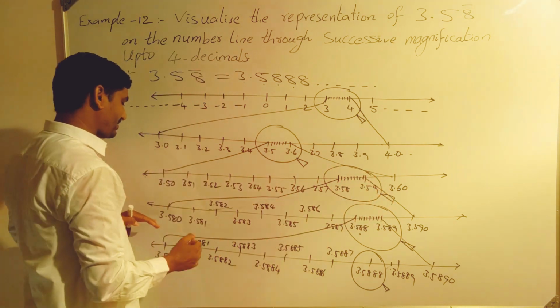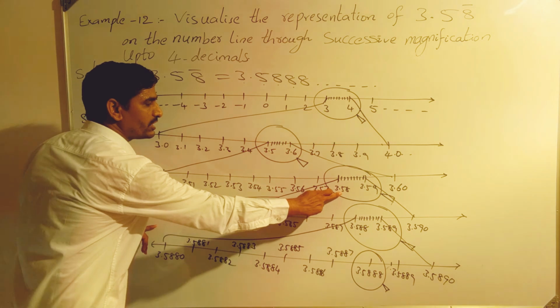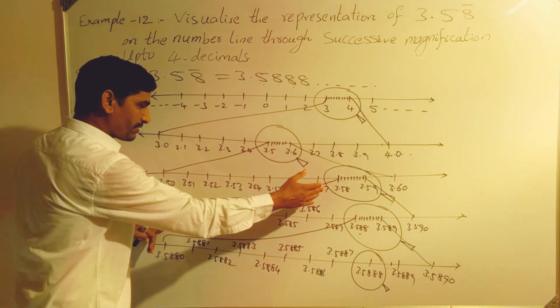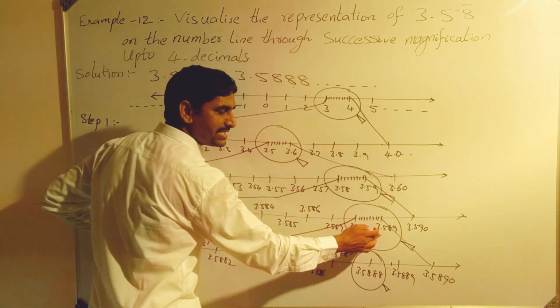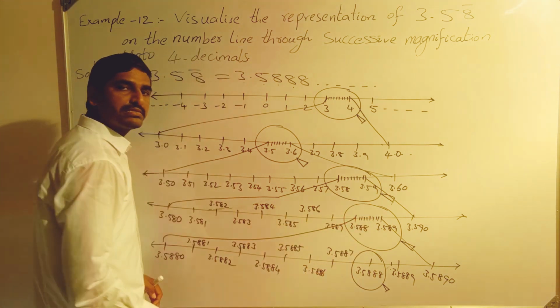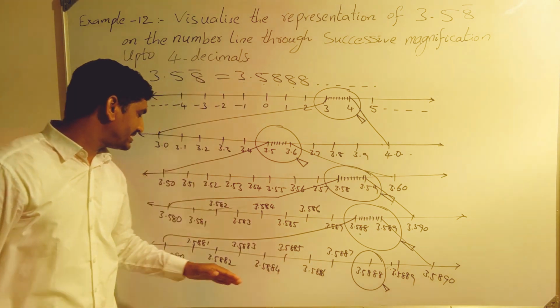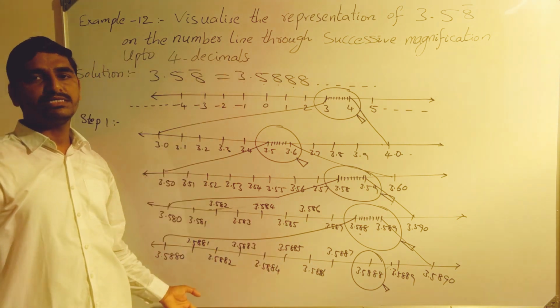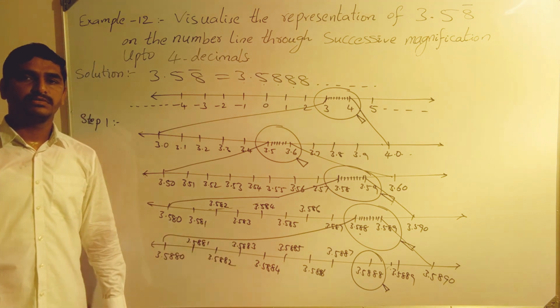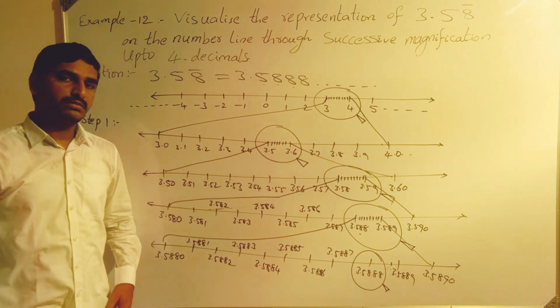Again observing like this, 3.58 is taken as 3.580 and 3.590. Again in this, 3.5888 lies between 3.588 and 3.589. This is the final answer. This is represented on the number line with the help of this successive magnification method. Thank you.